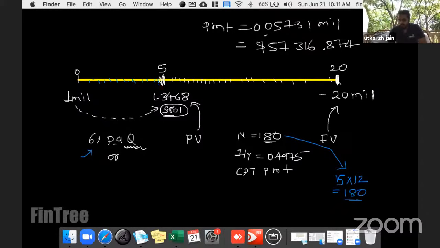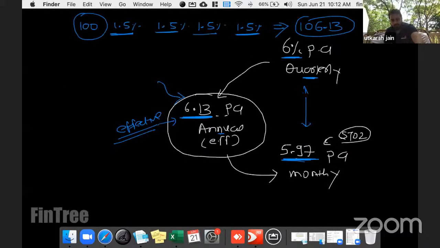So here's the question that Arvind is asking. What Arvind is saying is, can we instead solve it this way: take this 1 million and directly take the future value for 20 years, deduct the amount from 20 million, and then calculate the payment? Will it work? And the answer is yes. Even then it will work. Let's do it that way. Let's see if the method that Arvind is proposing gets us the same answer.